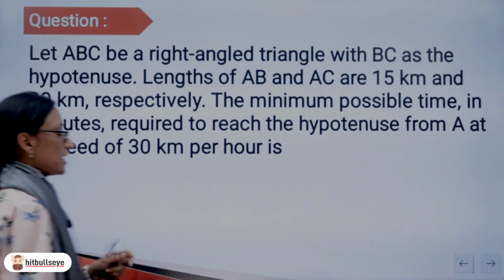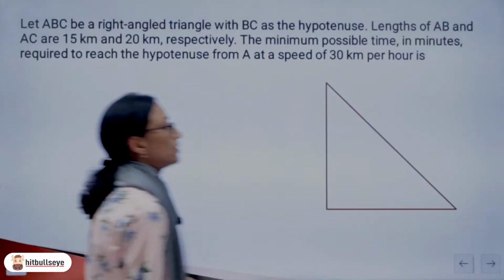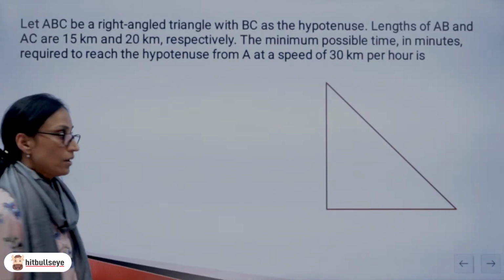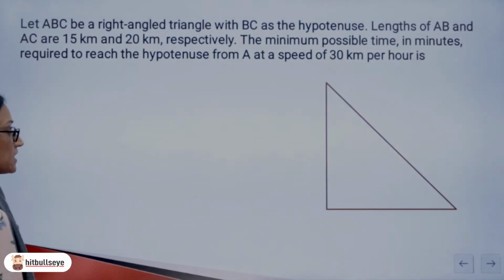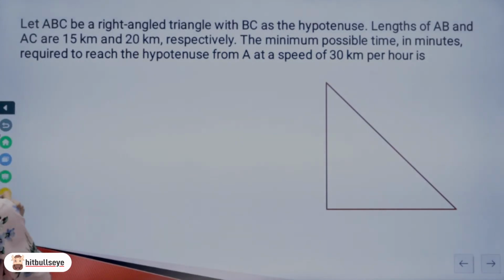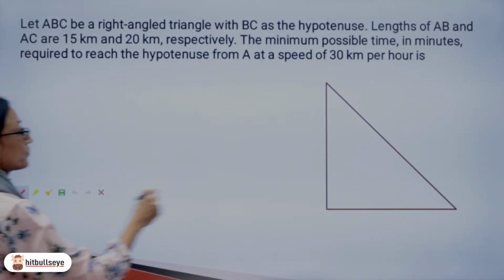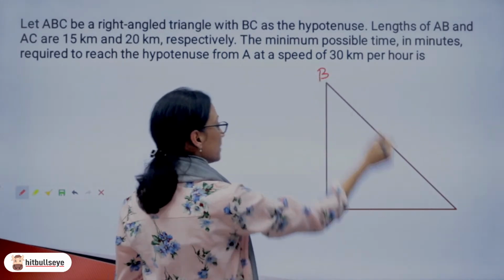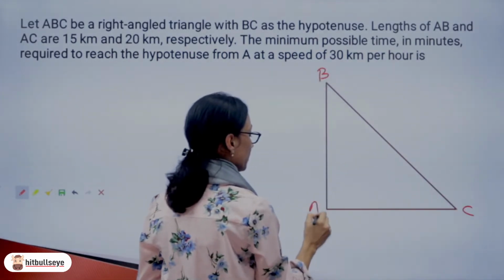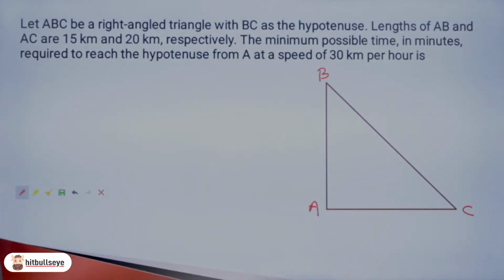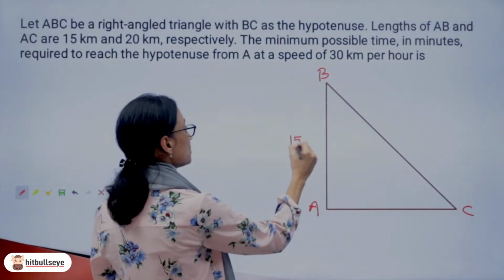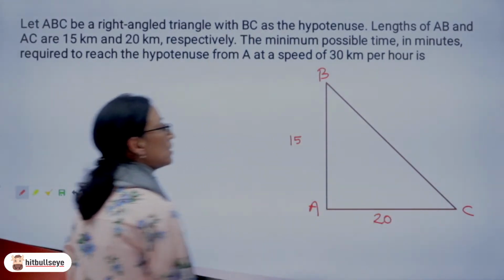So what do we have to visualize in the question? Just a right-angled triangle. You are told that in this right-angled triangle, BC happens to be the hypotenuse. So if I call this B and this C, this happens to be A. The question said the lengths of AB and AC are 15 and 20 respectively. So this is 15 kilometers, this is 20 kilometers.